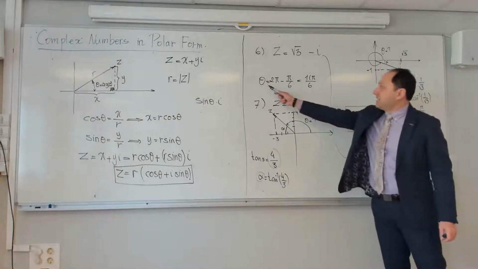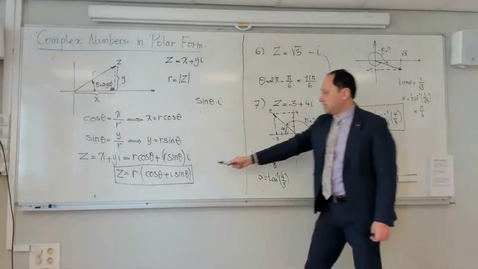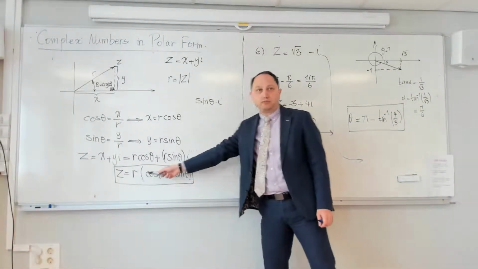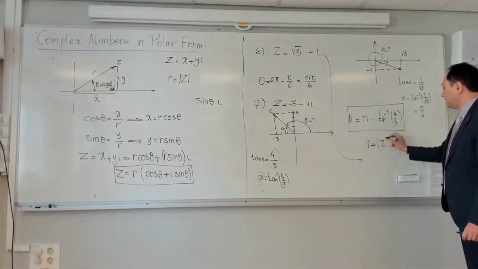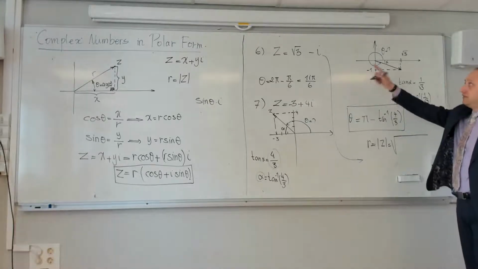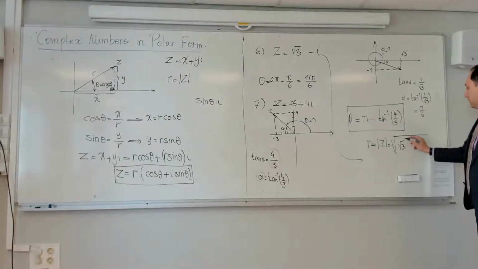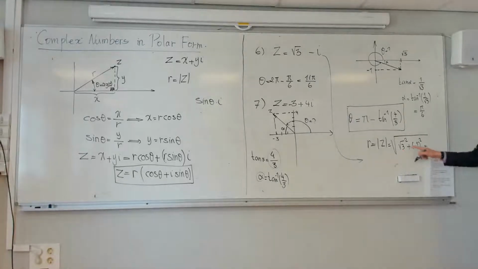So we found theta, it's 11 pi over 6. Okay? I need theta, but I also need R. Do you remember the formula for R? R is the absolute value of z, which is the square root of the x value to the power 2 plus the y value to the power 2. So if I calculate, this is 3, this is 1, that's 4, the square root of 4 is 2. So R is 2, yes?